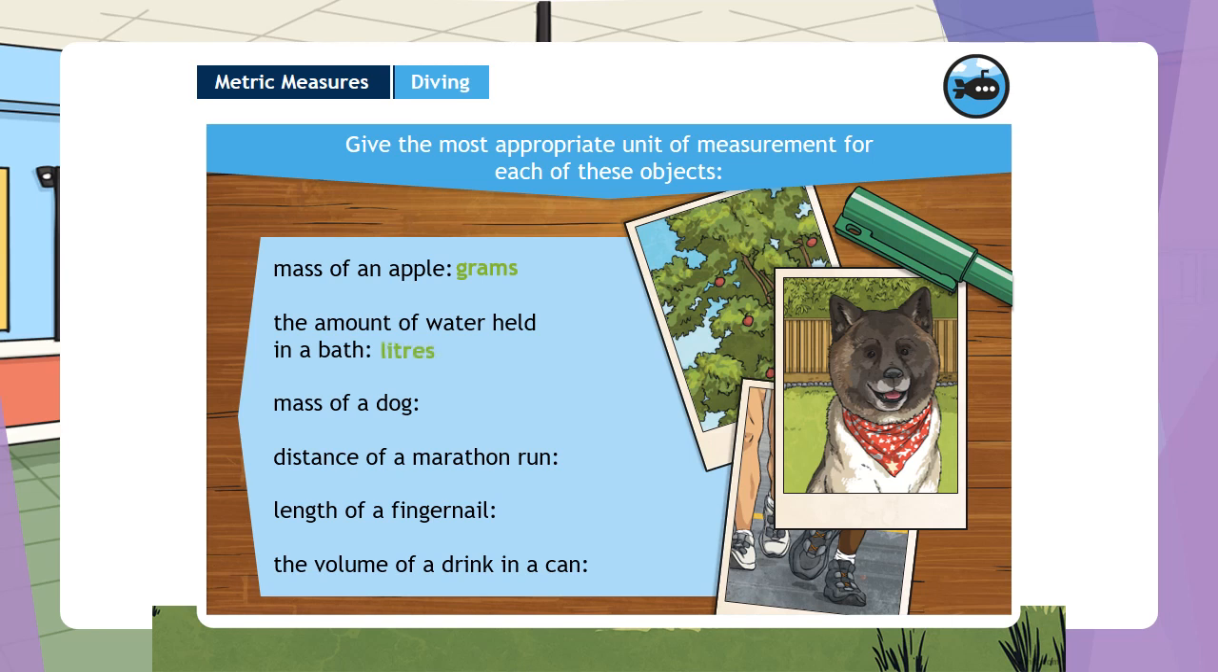Super. So you would have said the amount of water held in a bath is measured in litres. The mass of a dog, kilograms. Distance of a marathon run, kilometres. The length of a fingernail, millimetres. And the volume of a drink in a can, millilitres.